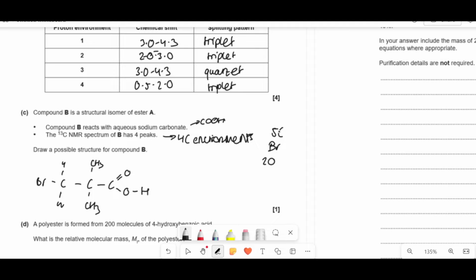But then here as well, the number of carbon environments, test it. So that's one carbon environment here. That's two, but that's the same as that one. So that's two, that's three, and that's four. And you've got all the atoms in there, so that's it.